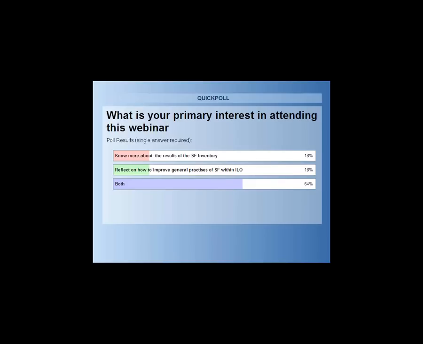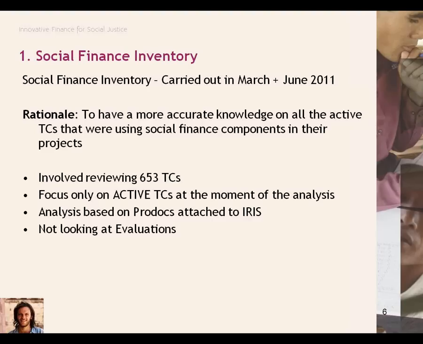And when looking at the social finance inventory, first it's important to tell something about the methodology. It was carried out from March until June this year. It involved reviewing 653 technical cooperations. And an important thing is that it focused only on active technical cooperations at the moment of the analysis. So projects that had ended before this date were not contemplated.